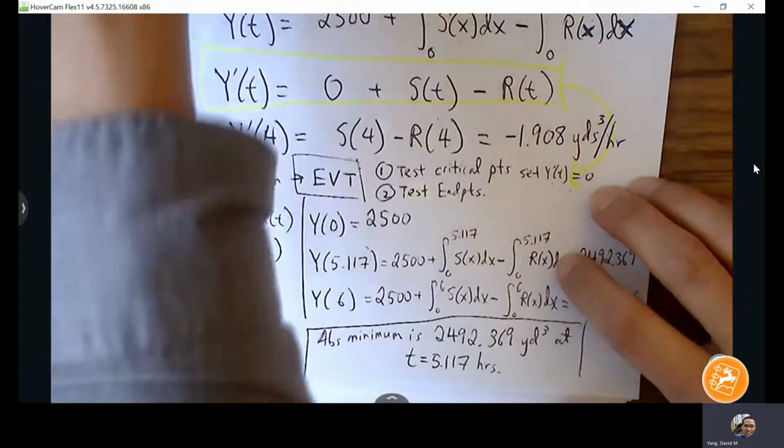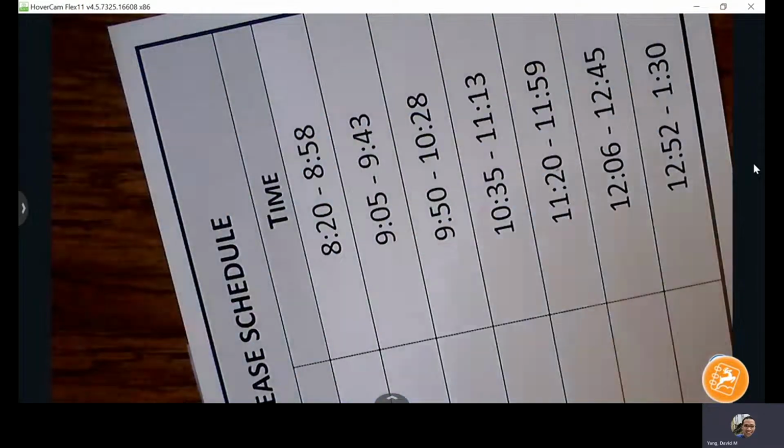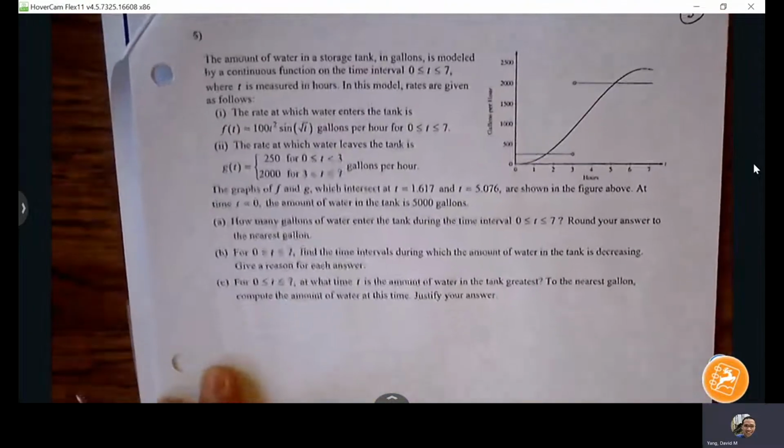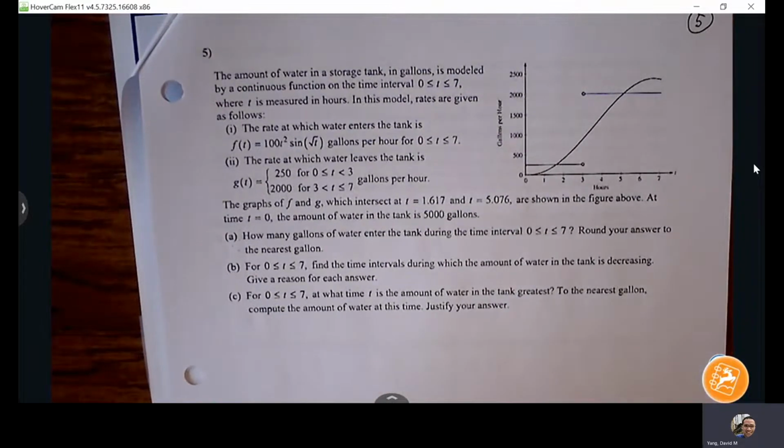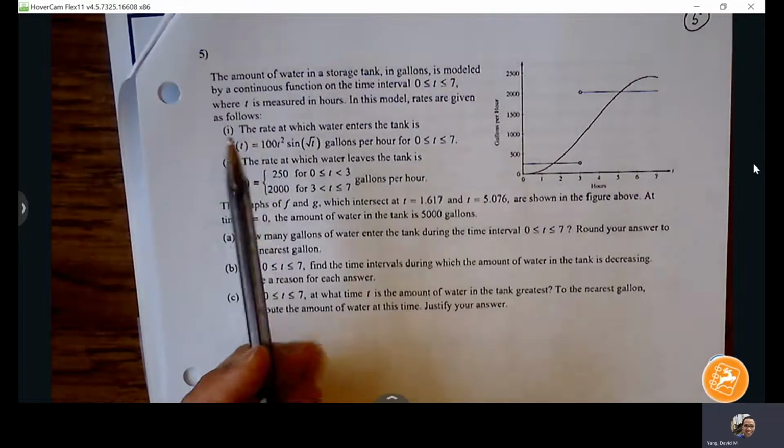All right, so let's look at number 5, or page 5. Okay, let me go through this problem in detail. There's quite a bit going on here.